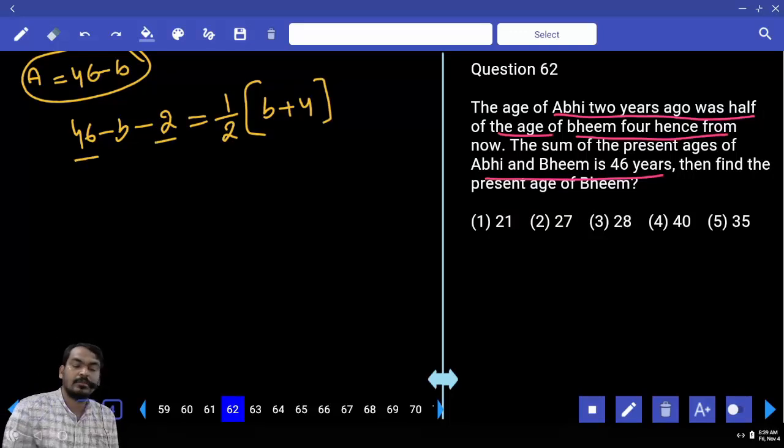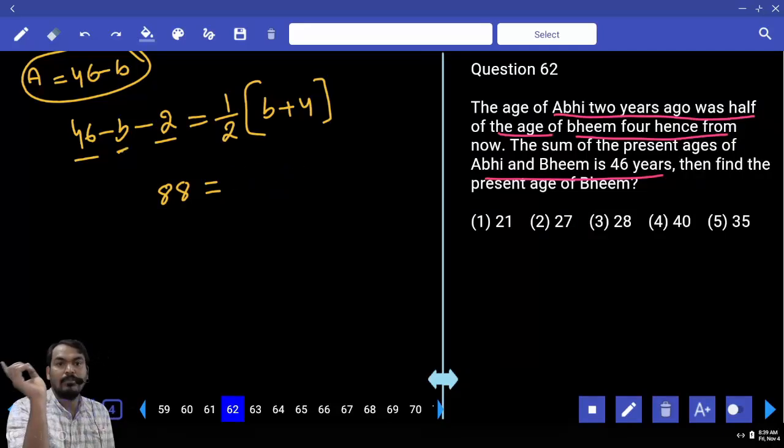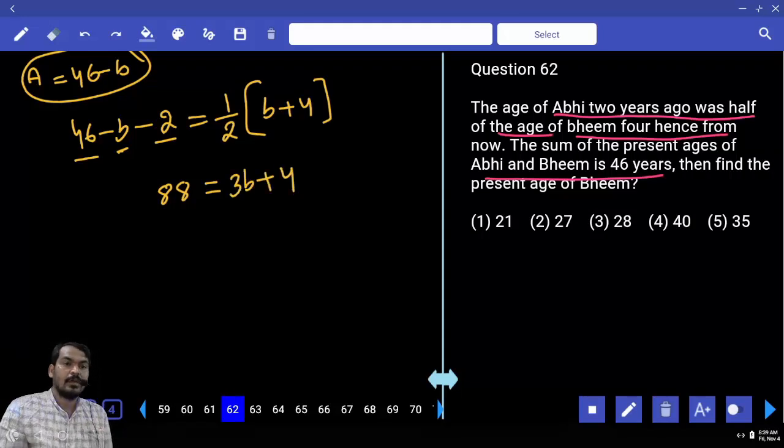46 and 2 difference 44, into 2, 88. That 88 is equal to 2B plus 4 or not? Minus 2B. Minus 2B becomes plus 2B. Already B. Total it is 3B plus 4 or minus 4? Plus 4. 88 and 4 difference 84. That is equal to 3B. B equal to 28.